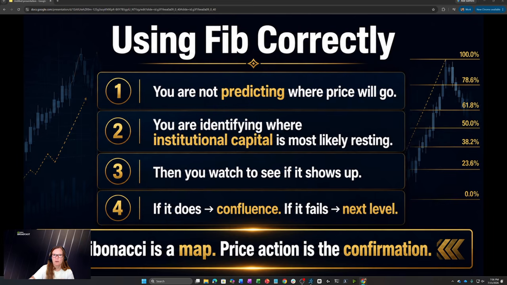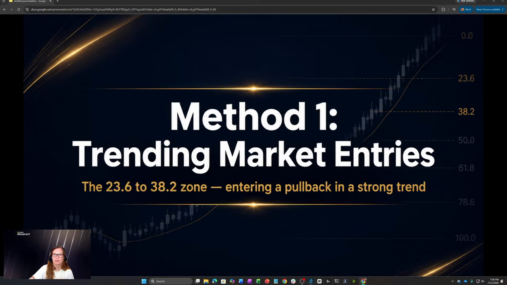Now, let me show you exactly how I draw it and how I use it. All right, here's method number one. And this is the one I use most often because this is where you find the cleanest setups with the best risk to reward.